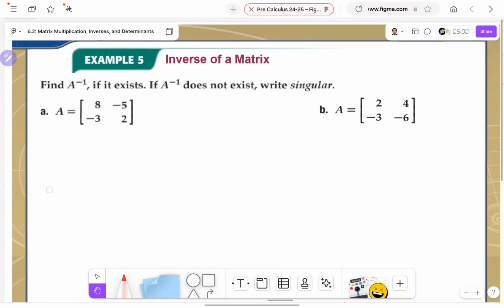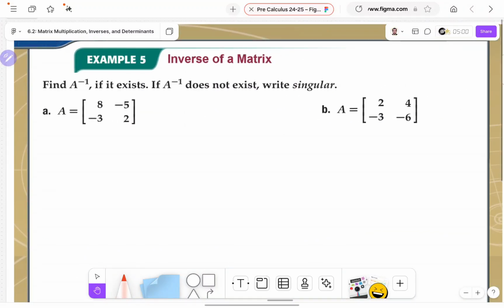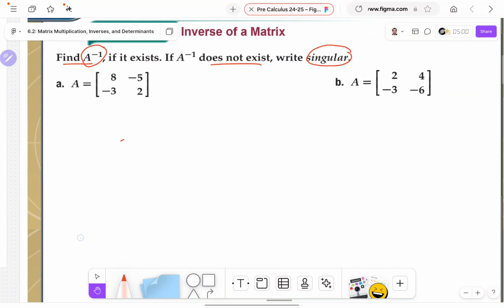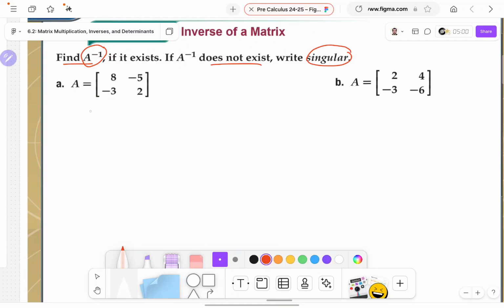Now how can we find the inverse of the matrix? So let's read the question. Find the inverse of A if it exists. If it does not exist, write singular. So if there is an inverse, we write yes, exists. If there is no inverse, we write singular matrix. How to find the inverse of a matrix? To find the inverse of a matrix, first thing, we need to write the matrix next to the identity matrix.